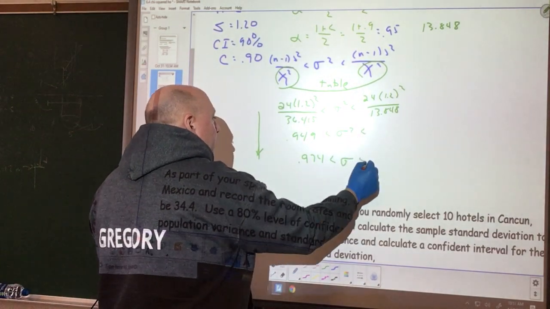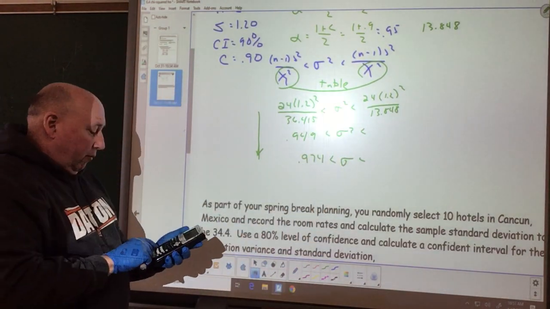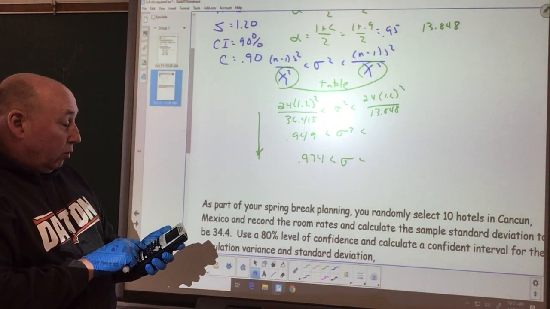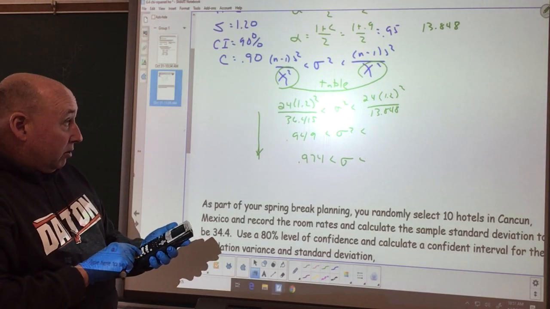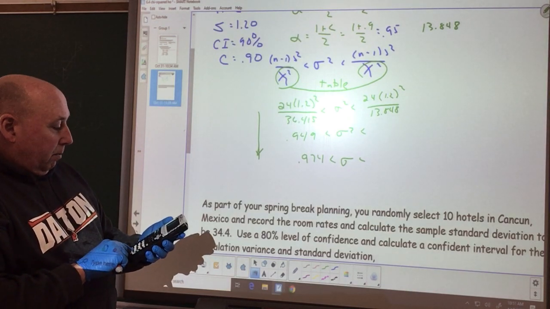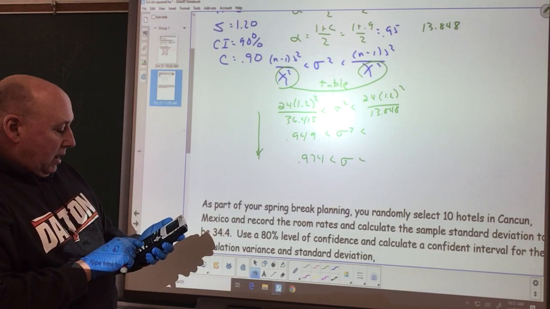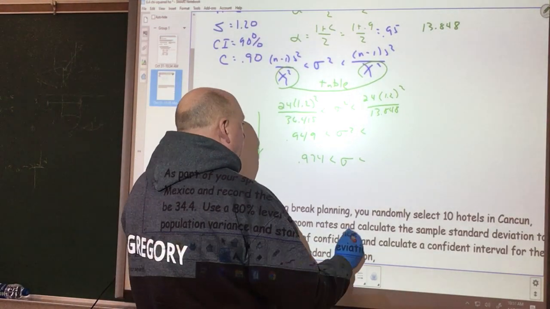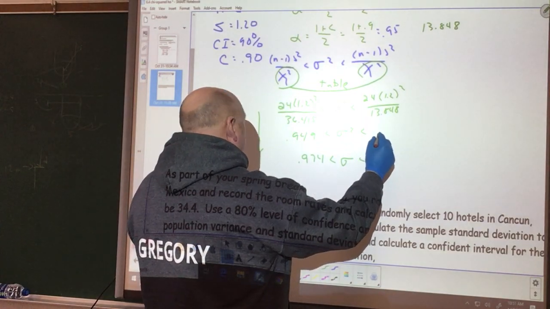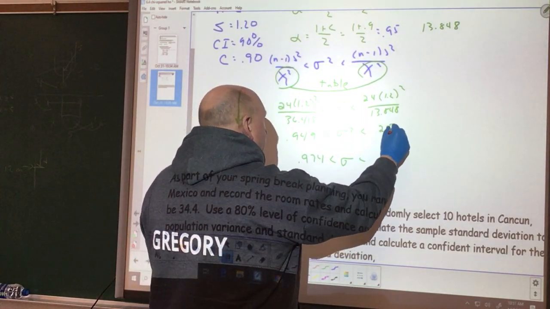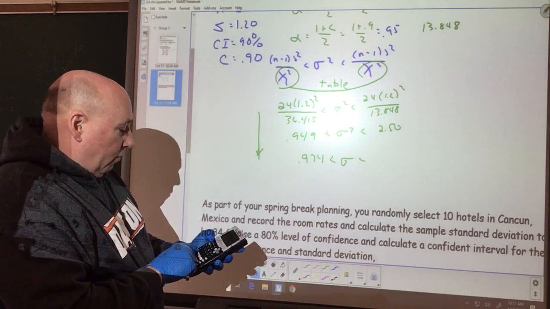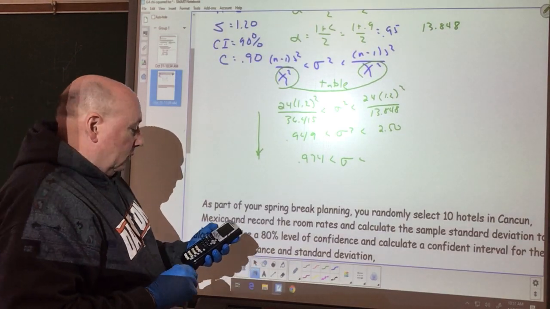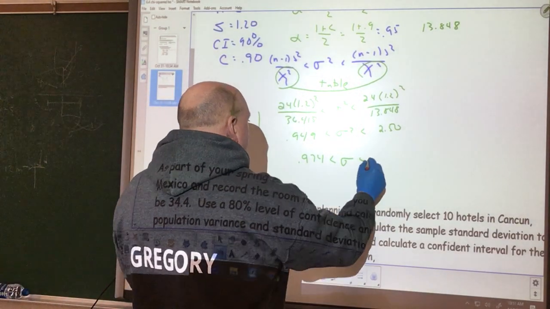And then I work with the other one over here where we have 24 times 1.2 squared divided by 13.848. 2.50. And then I could take the square root of my answer, 1.58.